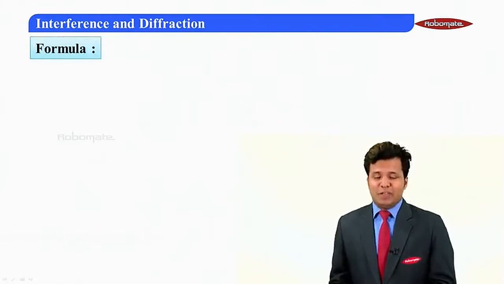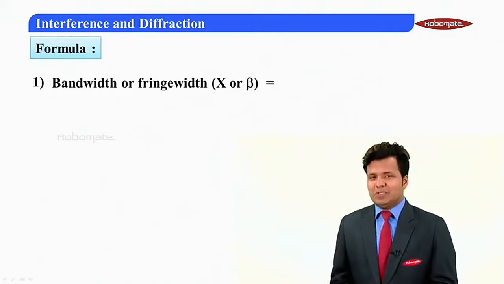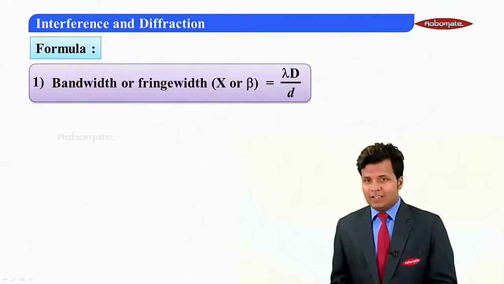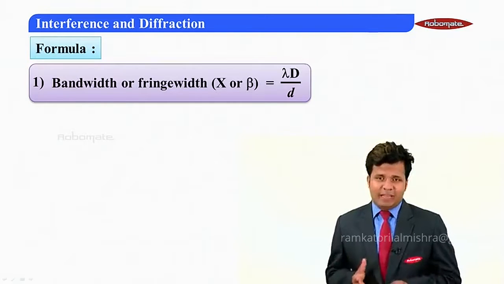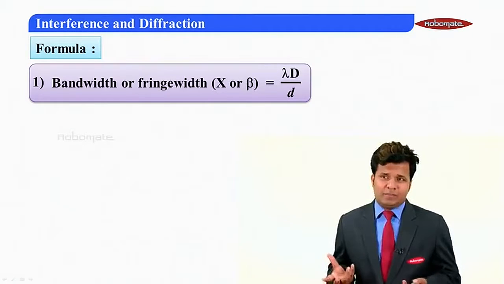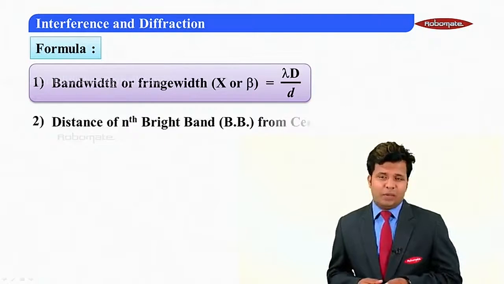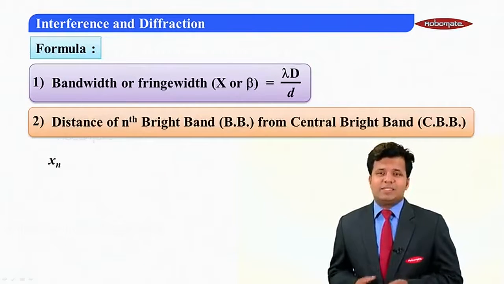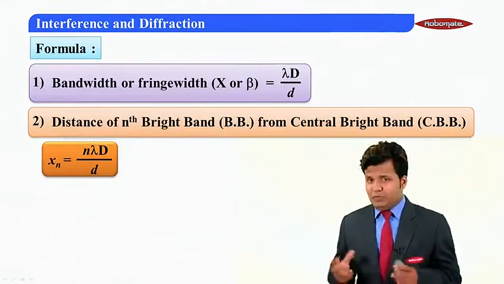this module. The very first formula, guys, it would be for bandwidth. What is bandwidth equal to? Bandwidth is nothing but equal to lambda D by d. Exactly. Now, second, what if the bright band is separated from the central bright band? What would be the distance between them given by? So I would say that for the nth bright band and CBB, the distance xn would be nothing but equal to n lambda D by d.